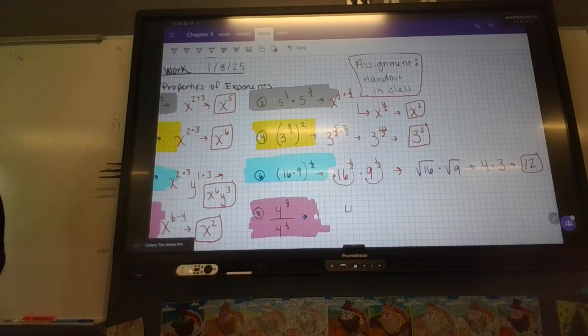All right, now I'll do 4 to the 5 over 2 minus 1/2, which is 4 to the 4 over 2, which is 4 squared. And you can leave it 4 squared or make it 16, either way.